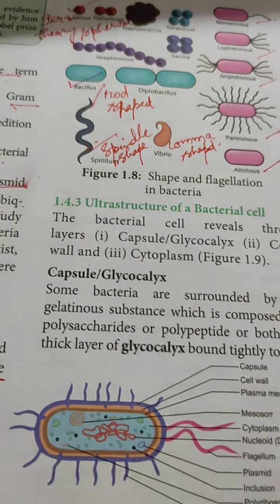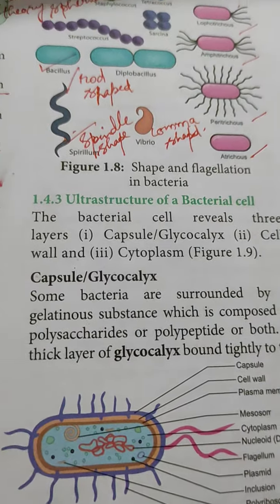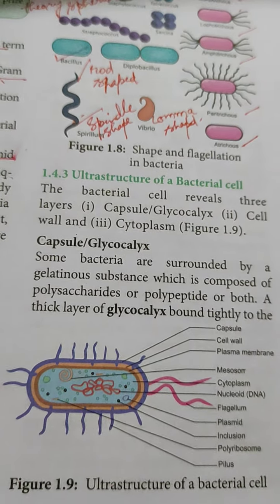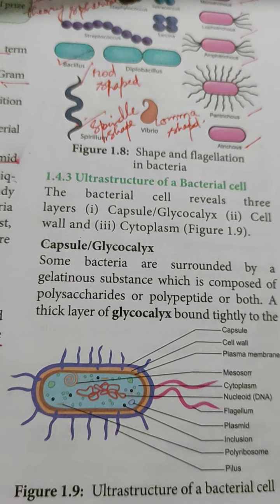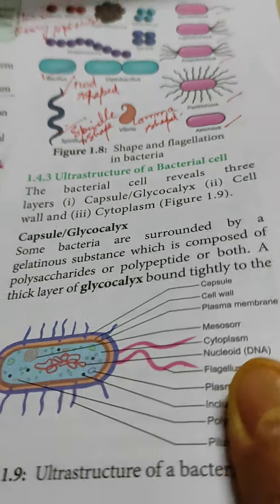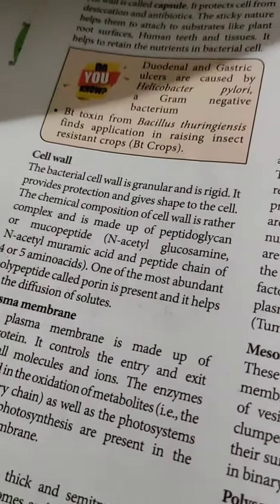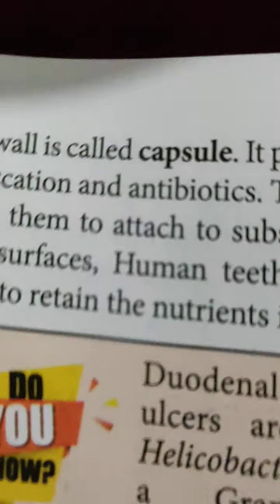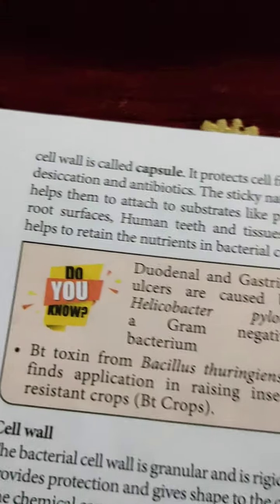The capsule or glycocalyx: some bacteria are surrounded by a gelatinous substance which is composed of polysaccharides or polypeptide. A thick layer of glycocalyx is bound tightly to the cell wall. That means the cell wall is present in all bacterial cells. In certain bacterial cells, outside the cell wall, a thick gelatinous layer is present which is called the capsule, or also called the glycocalyx.